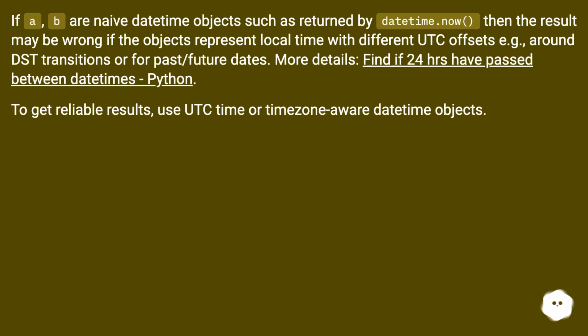More details: find if 24 hours have passed between datetimes in Python. To get reliable results, use UTC time or timezone-aware datetime objects.